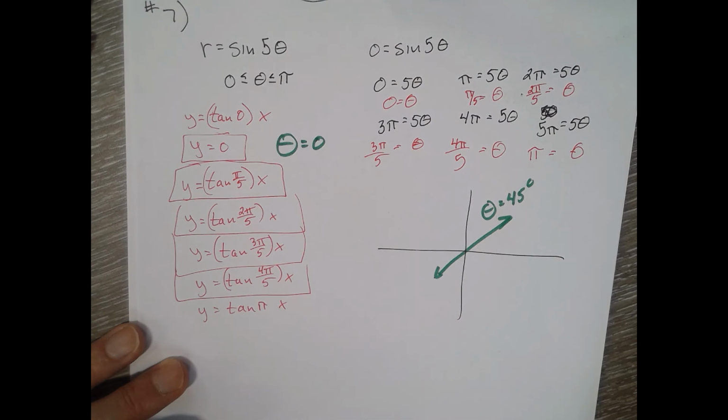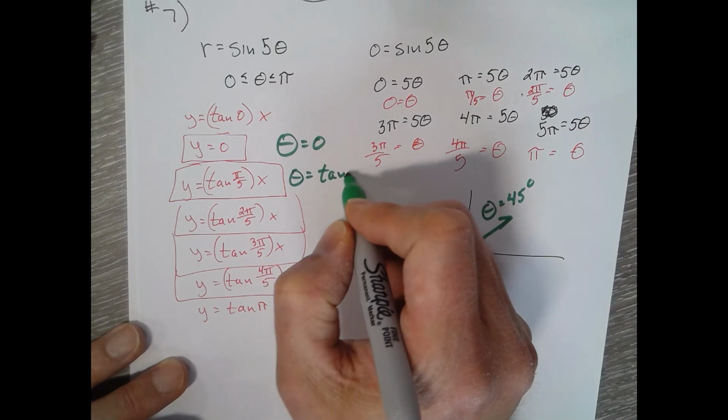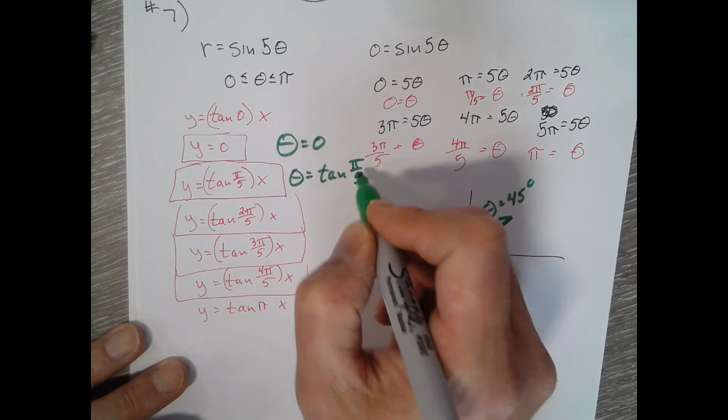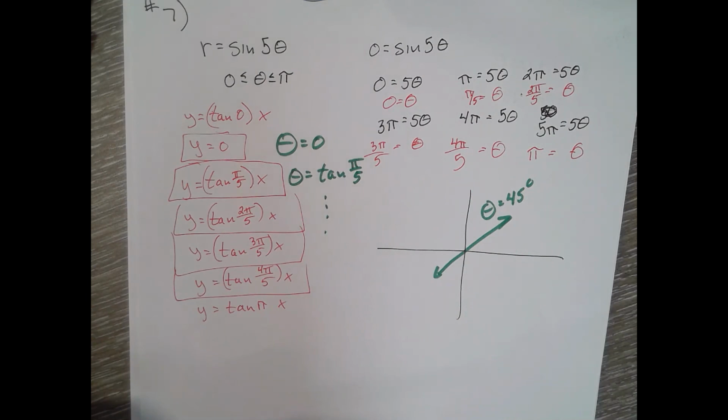Tangent of pi over 5, I don't know what that angle is, but you could just say theta equals the tangent of pi over 5, and so on. So just do theta equals whatever the angle is, which is a series of tangents, and you have the polar equation to represent the line going through the pole.